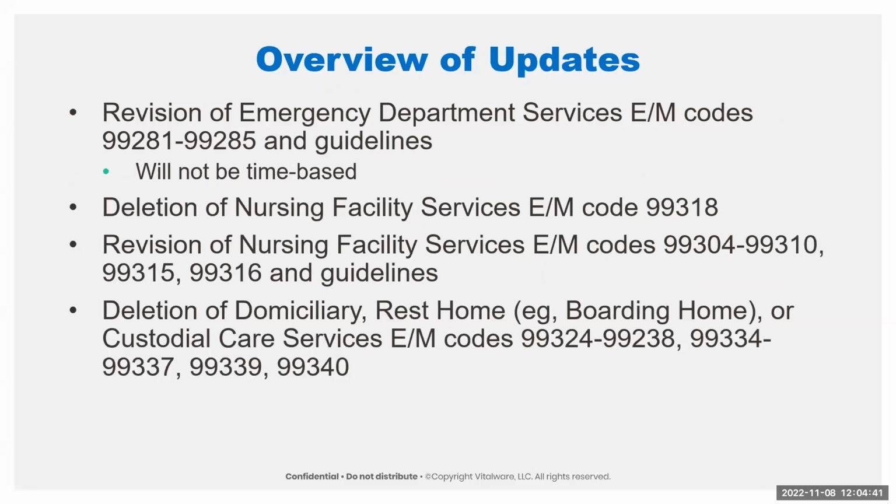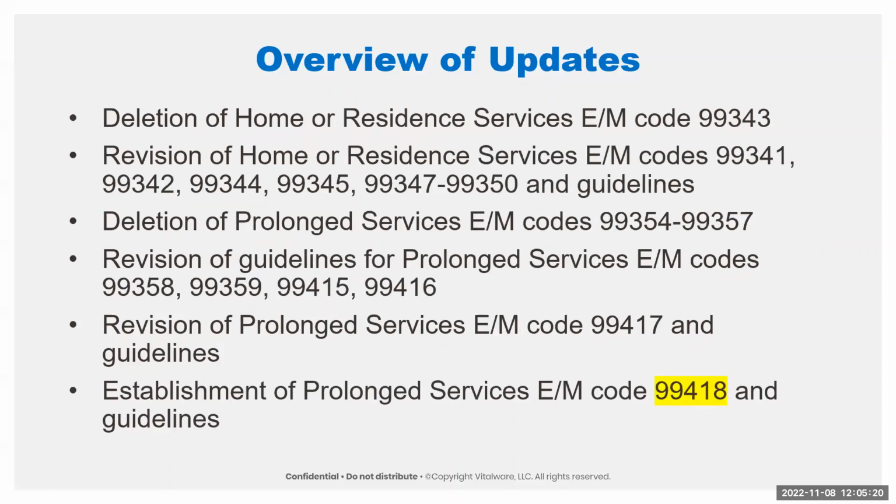And then the emergency department services are also being revised and have some revised guidelines, but these will not be time-based. There's a deletion of a nursing facility service E&M code, and the other codes are all revised because they're now based on time. And then they've combined a lot of them with the domiciliary and rest home or boarding home custodial care. Those are going to be deleted because they're going to add those to the other codes in the section. So just more deletions and revisions.